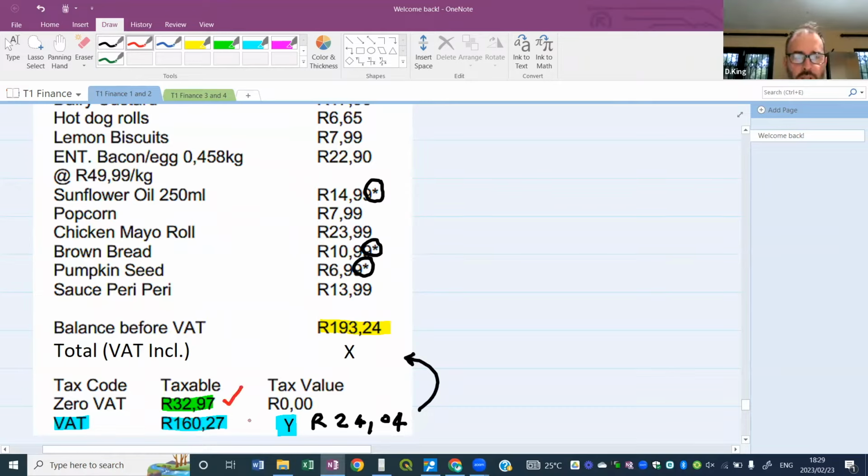We have to pay 160 Rand 27 plus 24 and 04 VAT. So it's these two together. That's the VAT rated items, and then that's how much VAT we paid. So what is the total value that we are going to pay with our debit card or credit card or the cash that we have in our pocket? What is the total?